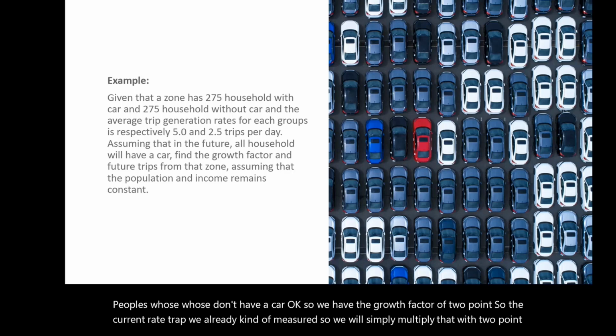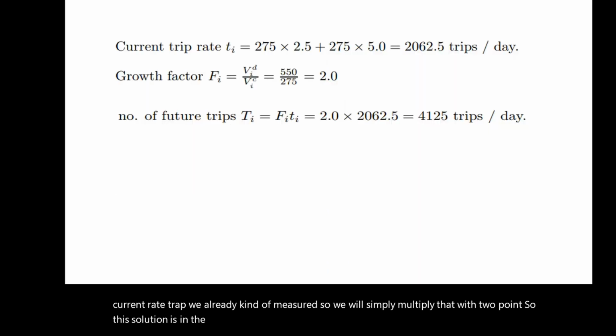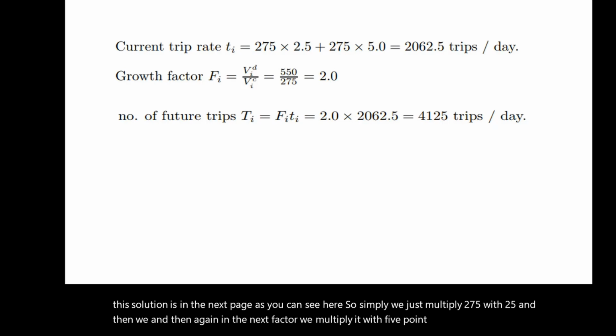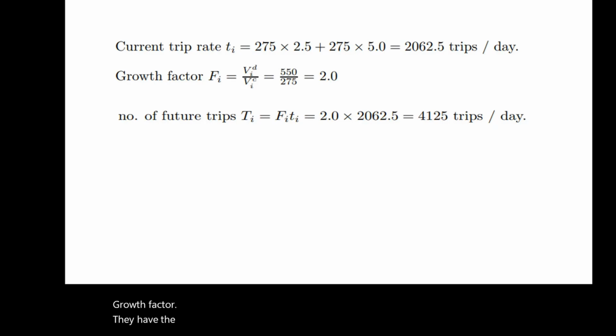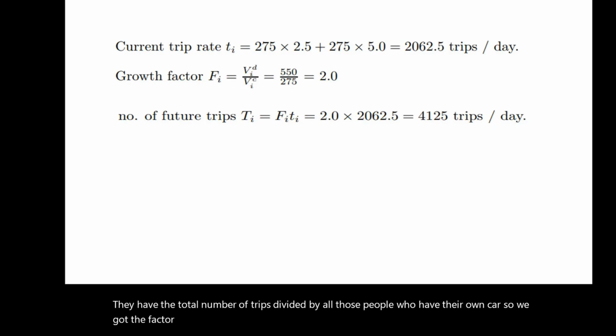So this solution is on the next page, as you can see here. We simply multiply 275 with 2.5, and then in the next factor we multiply 275 with 5.0. To identify the growth factor, we have the total number of trips divided by all those people who have their own car. So we got the factor. The same factor, 2.0, is multiplied with the current trip rate, which is Ti.